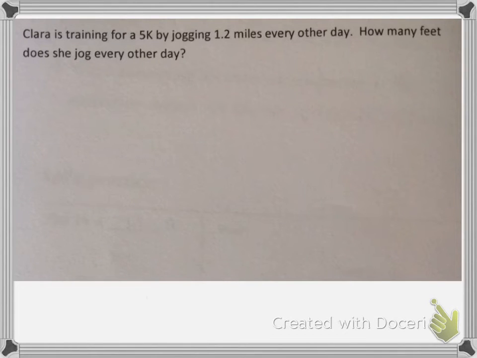The next word problem says, Clara is training for a 5K by jogging 1.2 miles every other day. How many feet does she jog every other day? So this has a number in it, this number of 5K. We've got to be able to recognize that that number is not important to us. Let's write our word ratio. What are we comparing? We're comparing feet to miles.